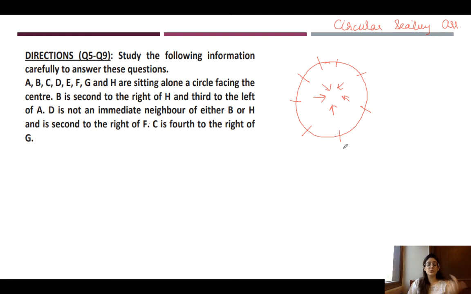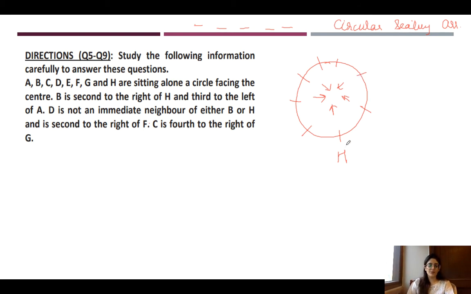The good part about a circular arrangement is that you can start absolutely from anywhere. Unlike a linear seating arrangement, where you have to ensure where you have placed it, in a circular seating arrangement you can absolutely start from anywhere. You can write A here, or here. You just have to be sure that when you're talking about right and left, you place correctly. Okay? So starting with B is second to the right of H, let's say I placed H here. You can place it here, anywhere. Just make sure that when you do everything else, you are sure of the right and left direction.